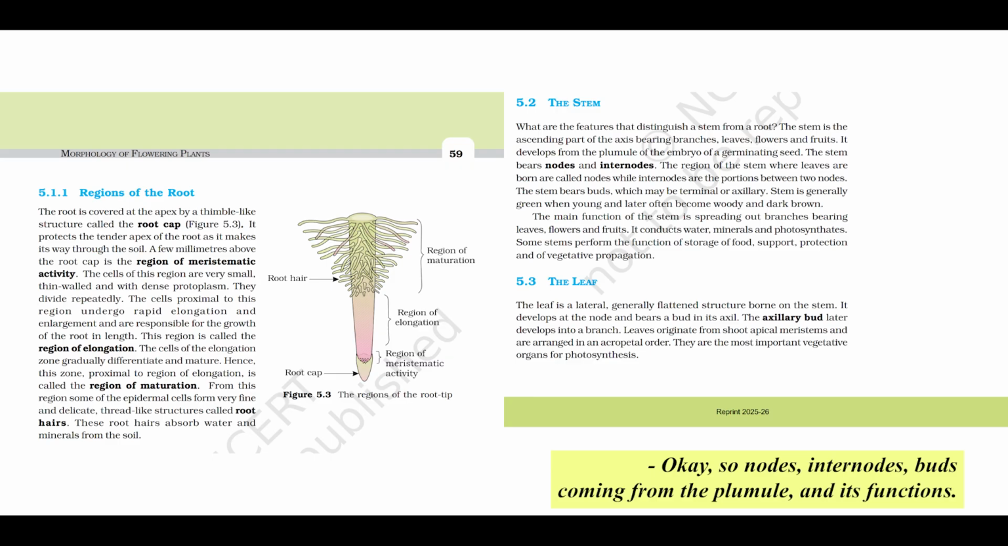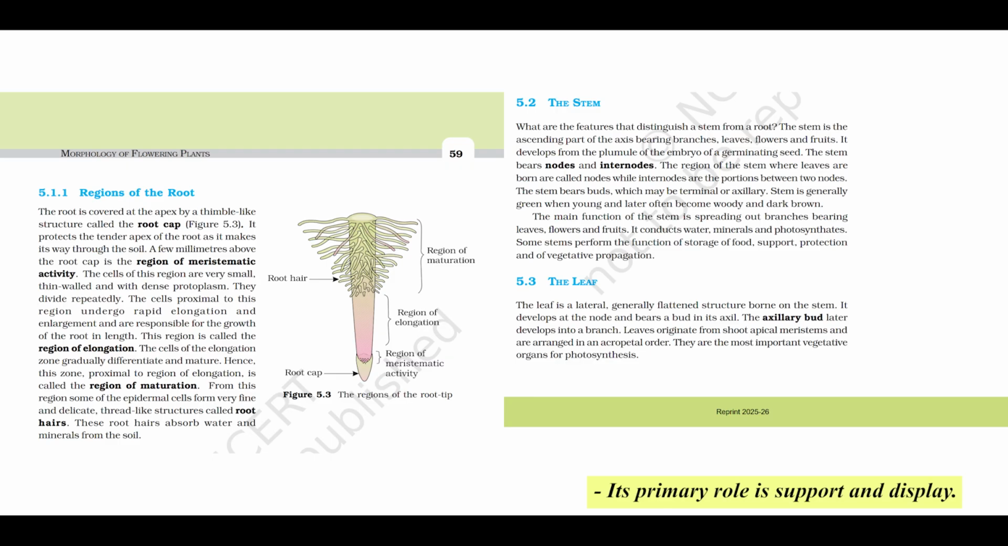Okay, so nodes, internodes, buds, coming from the plumule, and its functions. Its primary role is support and display. It effectively spreads out branches bearing leaves, maximizing their exposure to sunlight for efficient photosynthesis. It displays flowers prominently, which is crucial for attracting pollinators and ensuring reproduction.